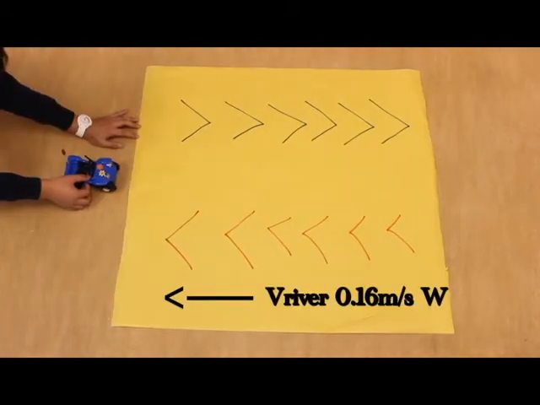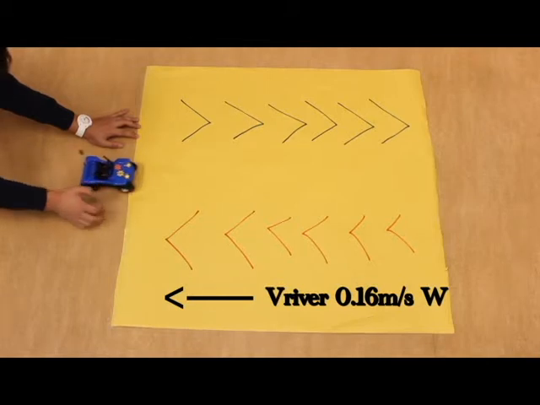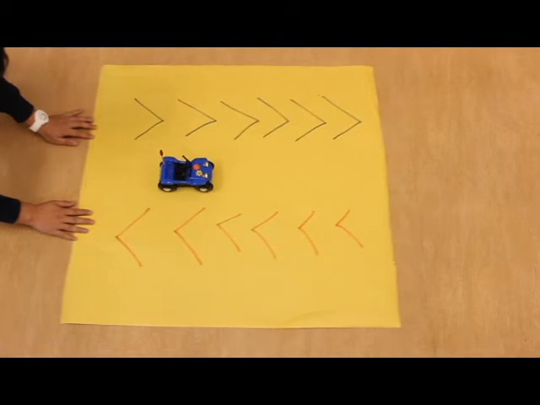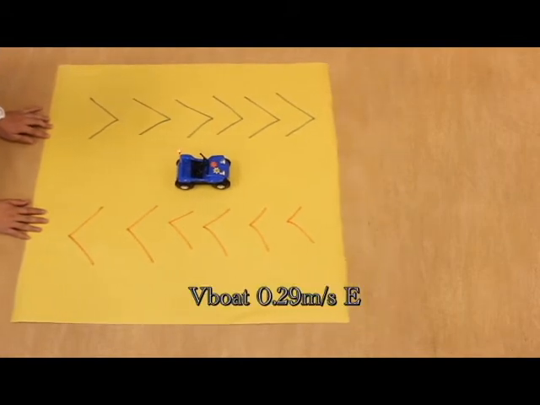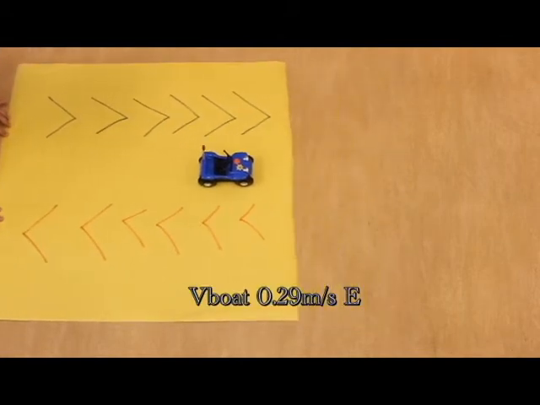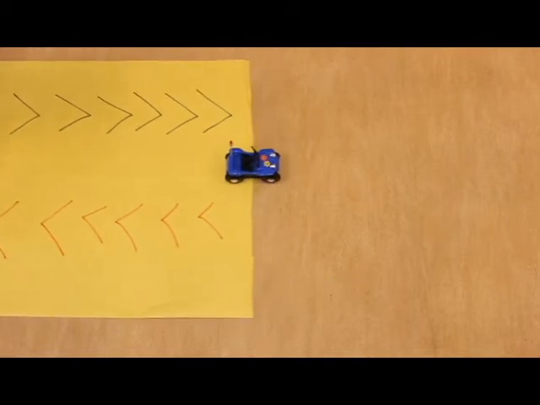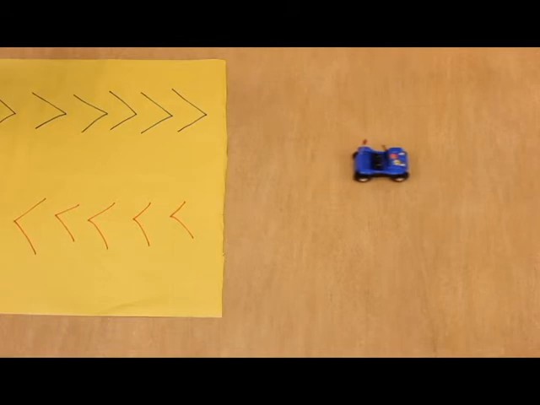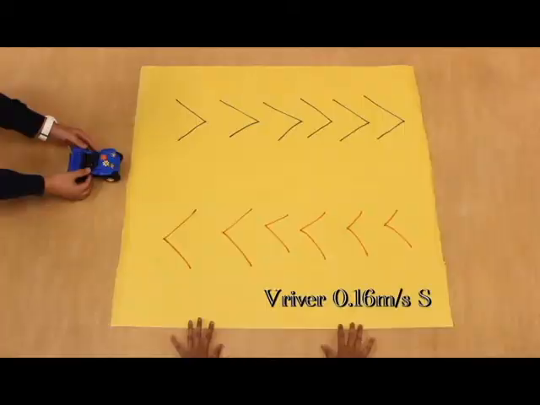Now, in this example, the river is flowing at a rate of 0.16 meters per second west. The boat once again is accelerating from rest to a velocity of 0.29 meters per second east. This time, the resultant velocity will be smaller than in the previous example, as the boat and the river are traveling in opposite directions. Lastly is the movement of the boat when it is traveling perpendicular to the river.